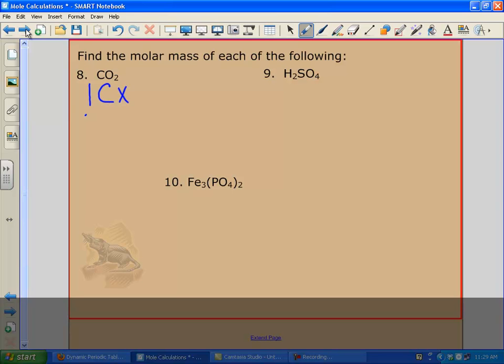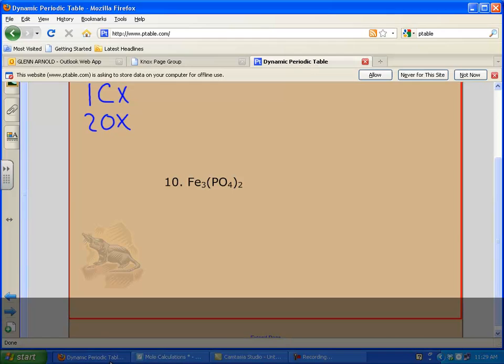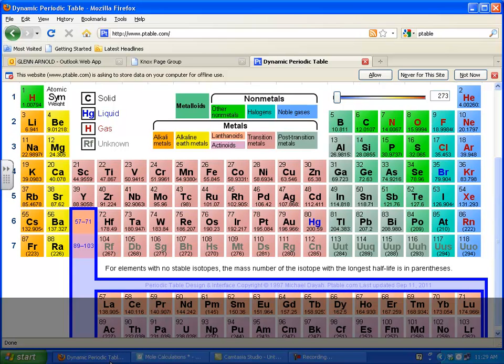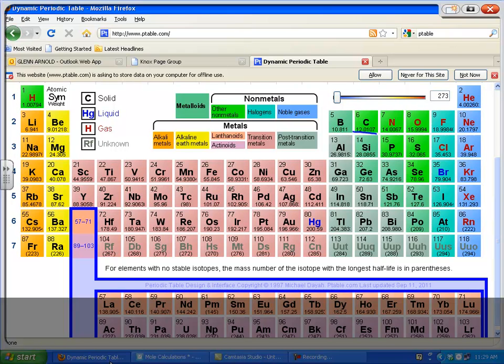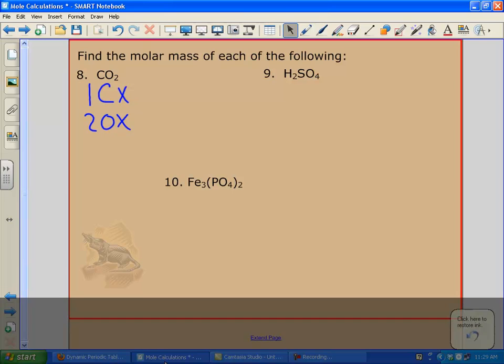So for carbon dioxide, we've got 1 carbon, we've got 2 oxygens. We look up their mass on the periodic table. Okay, so carbon is 12.01. Usually I just use 12.0, but 12.01 is certainly okay. And then oxygen we know is 16. We've worked with that a couple times. And after a while, you'll start to sort of memorize these. You'll just know them because you've worked with them so much.